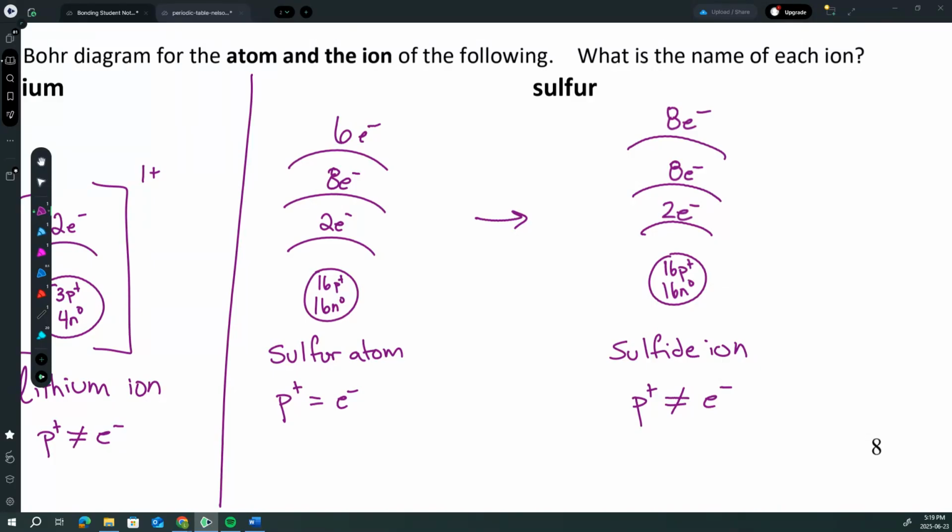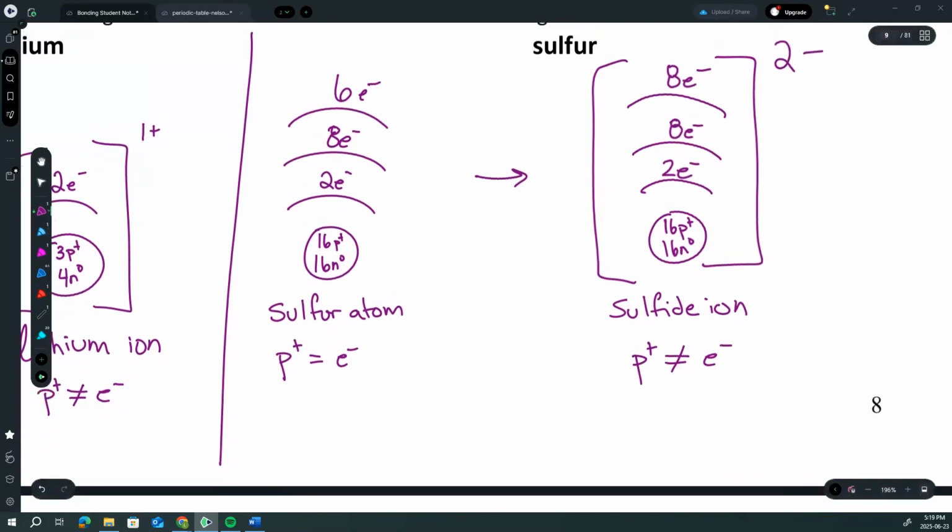Now, since this sulfide ion formed by gaining 2 electrons, I'm going to put square brackets around this and write 2 minus, because we gained 2 subatomic particles that have a negative charge each. So that's where that 2 minus comes from.